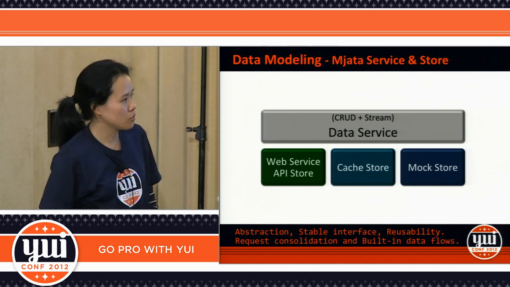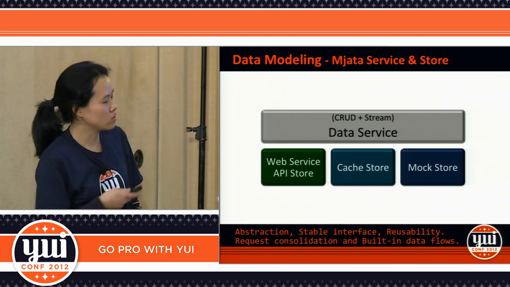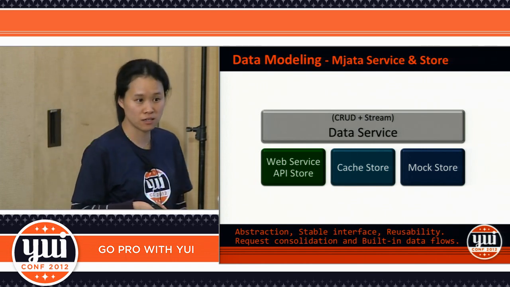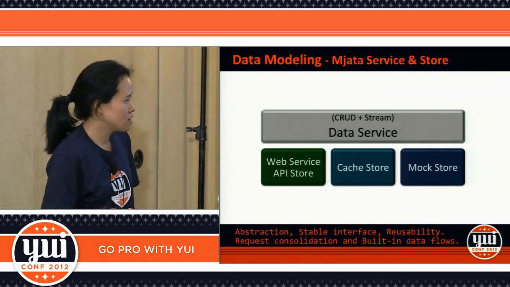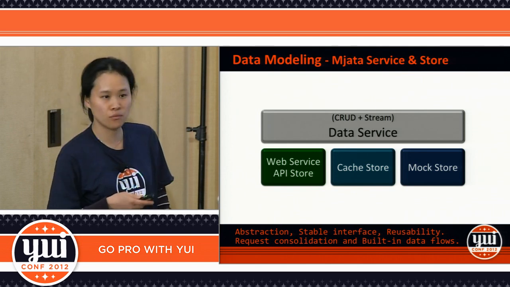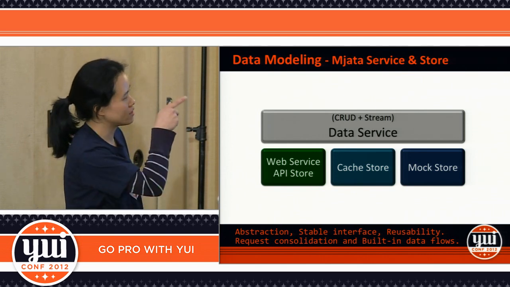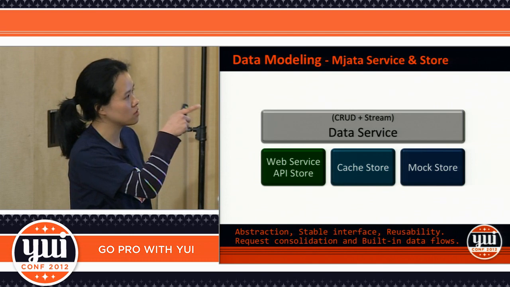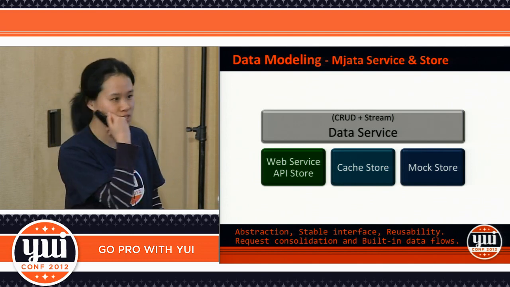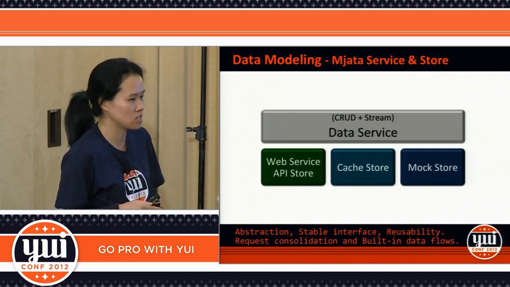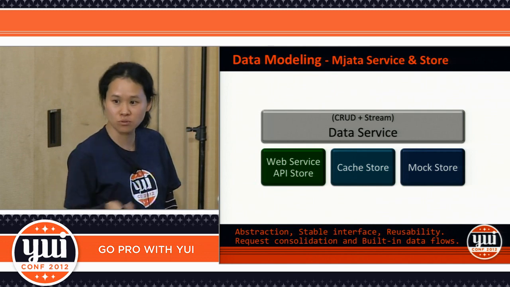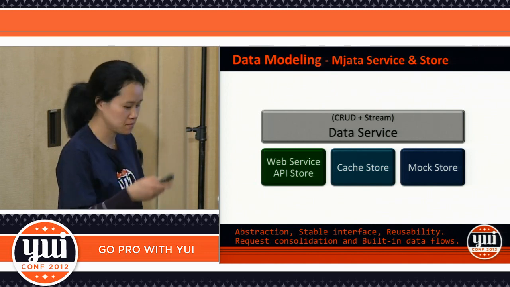And also the reusability. The other 2 things we added as features are request consolidation and building data flow. For example, for the data flow, if you're reading data from a remote place and you call the data service with a cache store configured, it's going to try to read from the cache store first. If it's a hit, if something is already in the cache, great, it returns right away. If it's a miss, it goes out to the remote store, gets the data, puts it back into the cache, and returns it to the user.